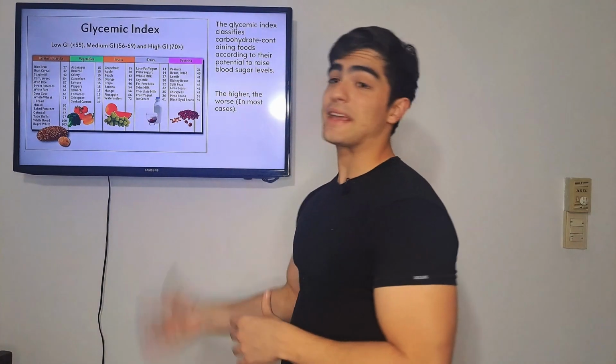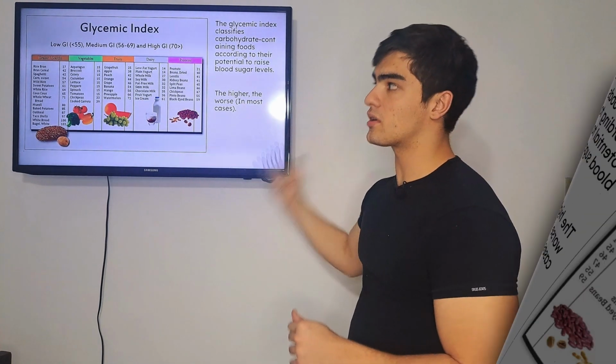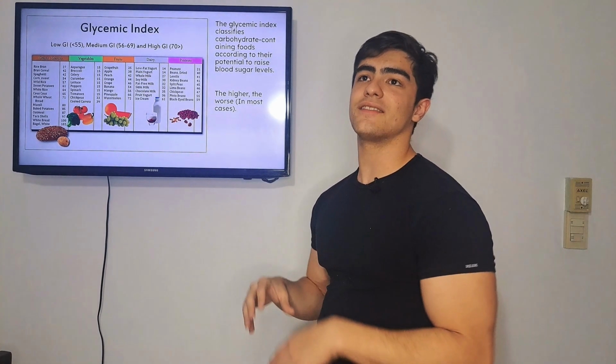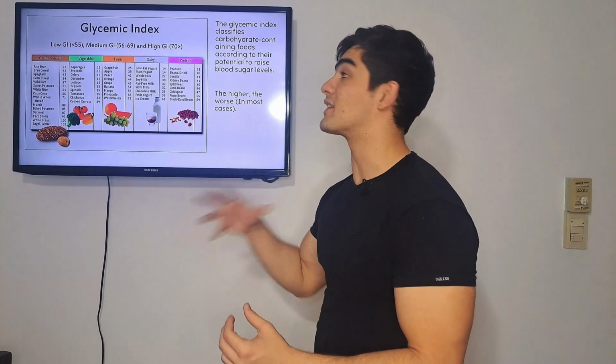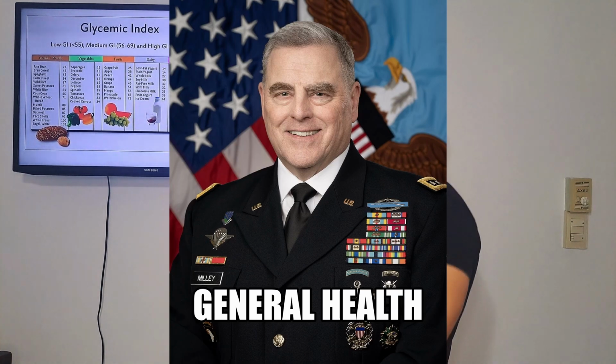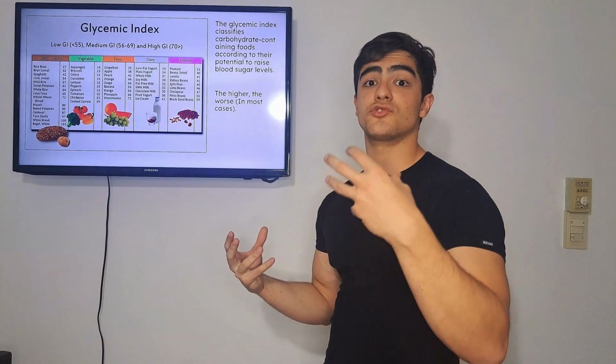Now we have the glycemic index, and that is basically how much they're going to raise your blood sugar levels. In general, I think it is very intuitive. The more processed something is, or the less fiber it has, and the faster it digests, the higher the glycemic index. In general, in terms of health, the higher, the worse, because you're going to get those sugar crashes.